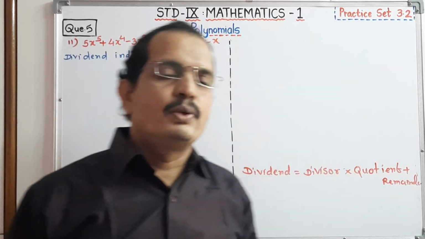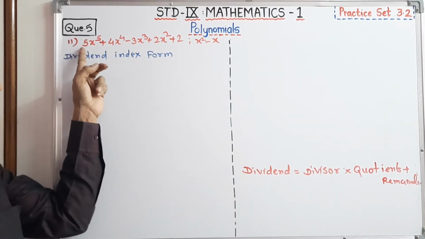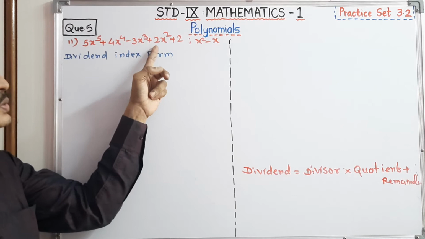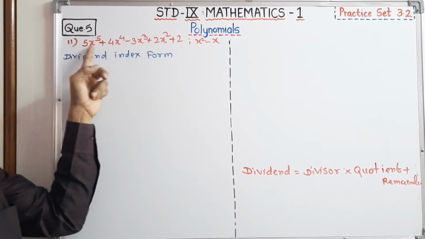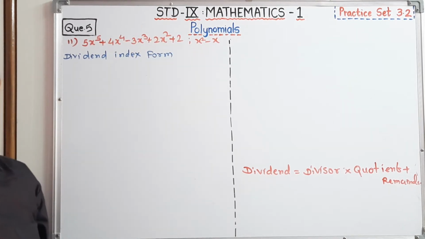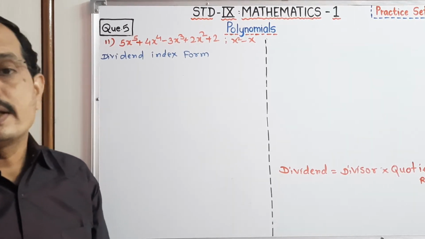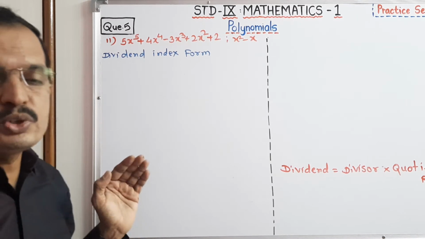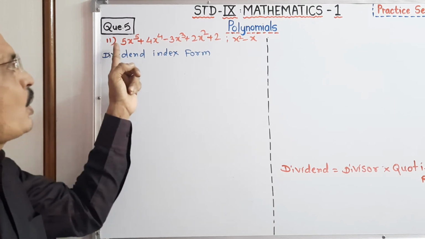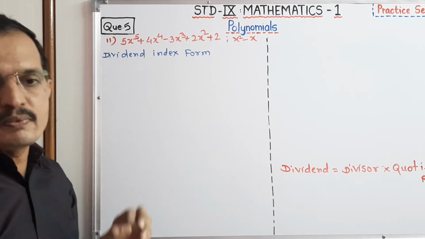Dear student, we have to learn now the second division. See here: 5x raised to 5 plus 4x raised to 4 minus 3x cube plus 2x square plus 2. This is our dividend and x square minus x is our divisor. Now see here, first of all we have to write the dividend in index form. For that purpose we have to check whether it is already given or we have to write. For that we have to see the degree of this polynomial. The degree of this polynomial is 5.